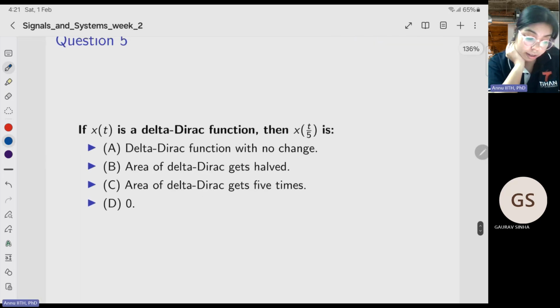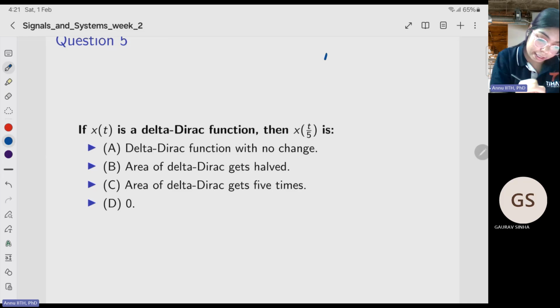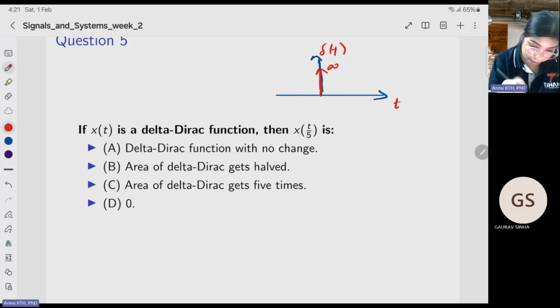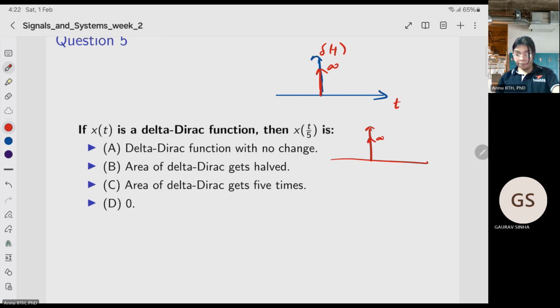Okay. Now, if xt is a Dirac delta function, then x(t by phi) is what? The area of the Dirac delta function becomes phi times. How? Because you have this xt, which has an infinity value at t, and you're keeping it as an infinity value at t by phi. So t by phi will look like this only.